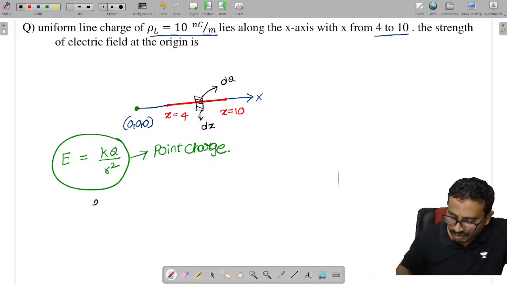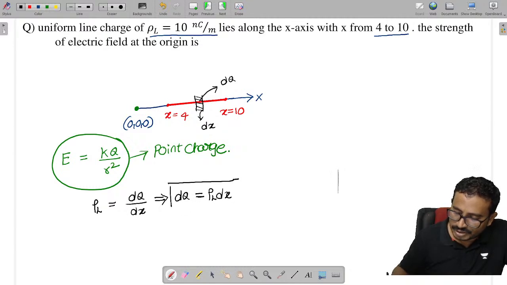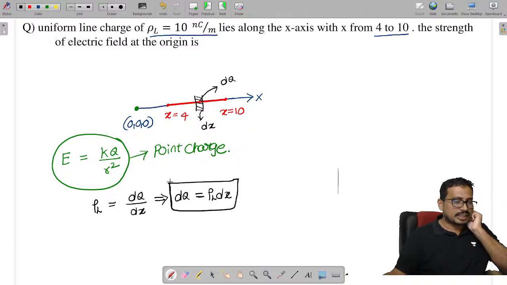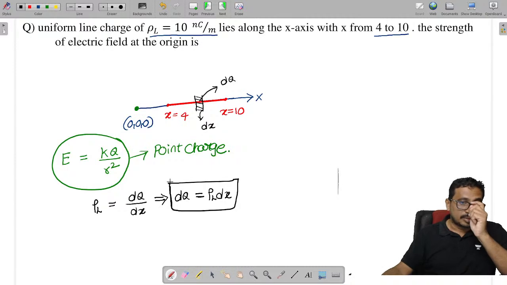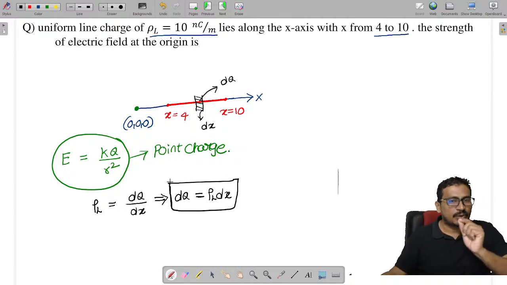As we know, we define the charge density rho L, which is differential charge per differential length. So from this I can get my dq, which is given as rho L into dx. Isn't it? So you see, rho L is a charge density and dx is a small length.